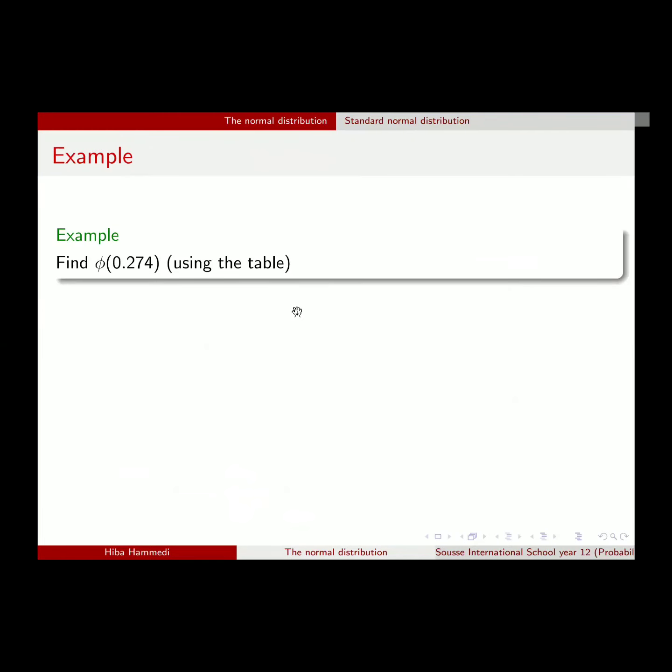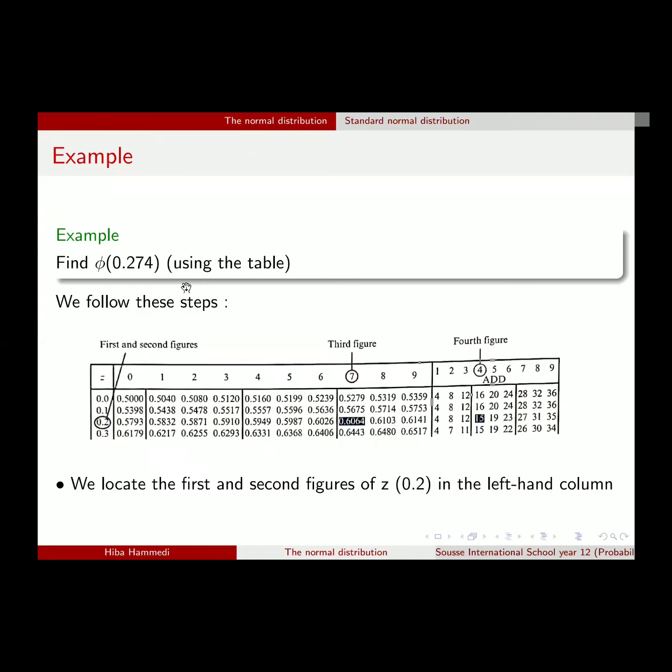The first example here, they told you to find phi of 0.274. In other words, they are asking you to get the probability of big Z is less than 0.274. So we need to use a table. We need to follow these steps. The first step, we need to locate the first and second figures of little z. As you can see here, the first figure is 0, the second figure is 2. So if we use the table here, it's located here.